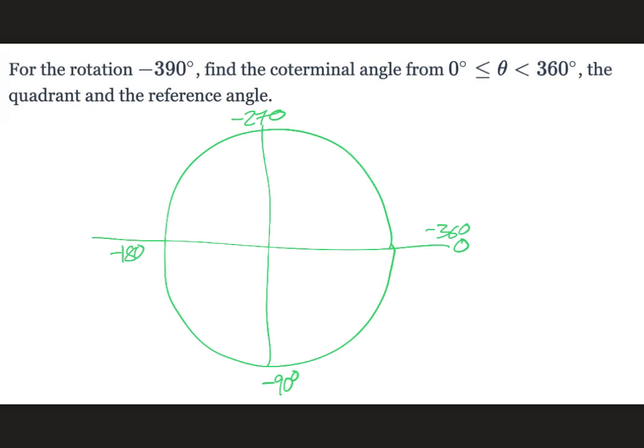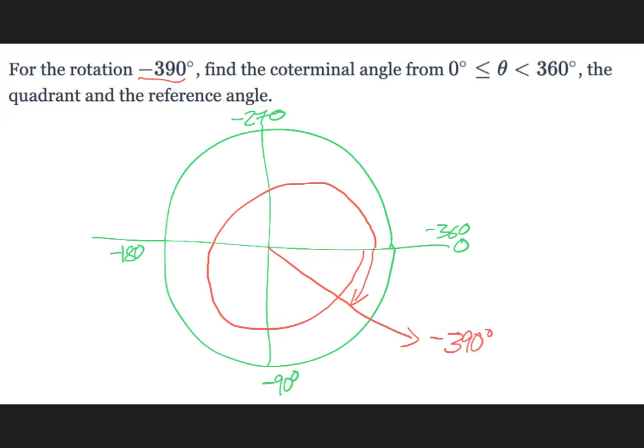And one of the things that I notice is that for negative 390, okay, so that's going around, we pass 360, and that's only a little bit past 360, so I'm going to go to right about there. And that's my negative 390 degrees. I'm going to answer one question, which is the quadrant question first, because that's easier. So that's 1, 2, 3, 4. This is in quadrant 4.